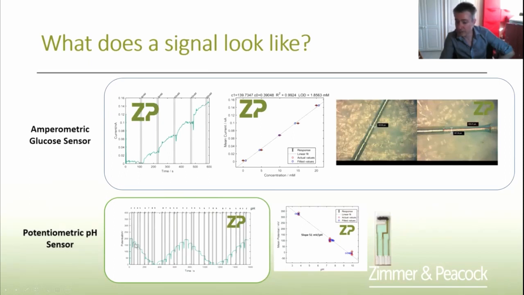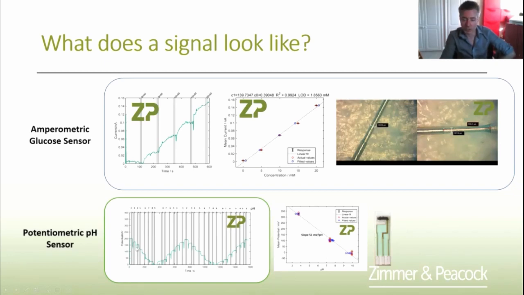Because it knows the pH and voltage up here, and it knows the pH and voltage down here. So when you put your unknown in there, it measures the voltage, compares it to the other two known points, and then it's able to calibrate or calculate the pH of your solution.